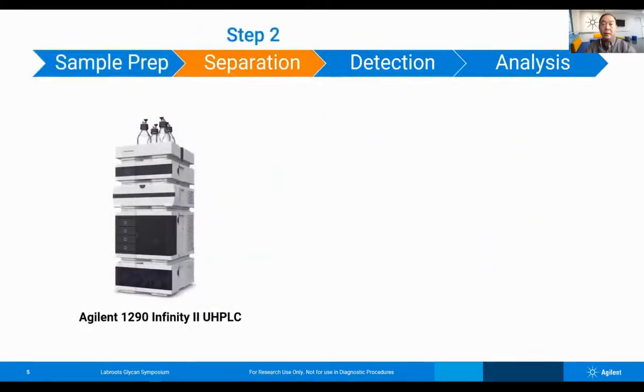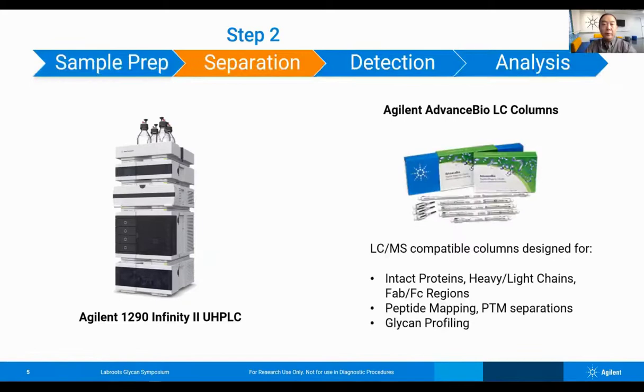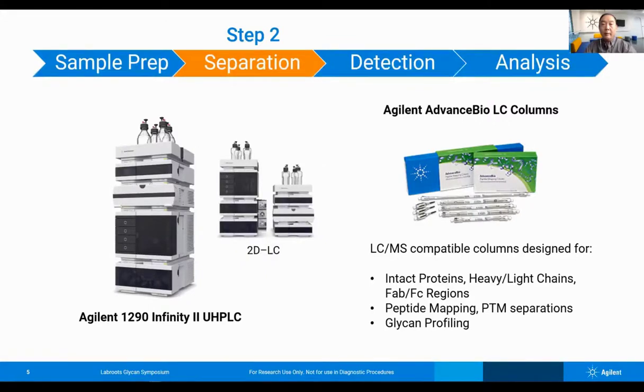For the sample separation, Agilent 1290 Infinity 2 UHPLC is an ideal system with a full selection of advanced bio LC columns for all major workflows. We also have a 2D LC with multiple heart cutting technology available if you have a complex sample or want to increase the sample separation power in the omic analysis. While we are focusing on the liquid chromatography, I do want to mention that the Agilent 7100 capillary electrophoresis system is fully supported with the 6545XT AdvanceBio LC Q-TOF system for completely integrated CE-MS interface.